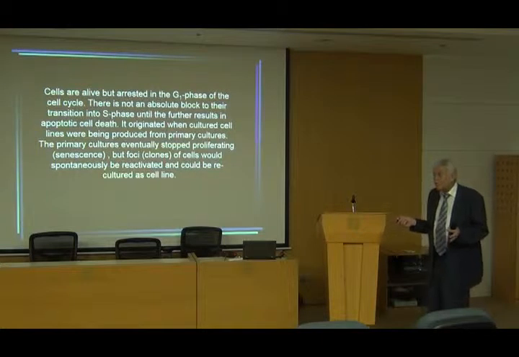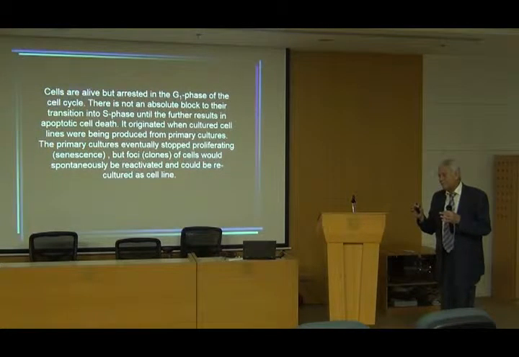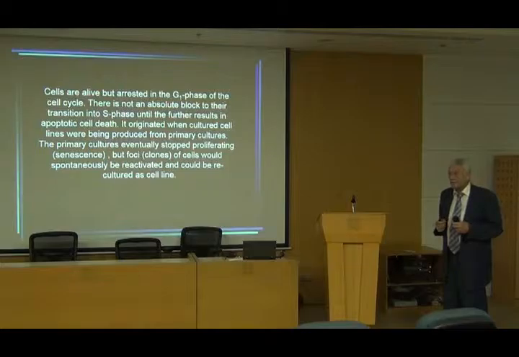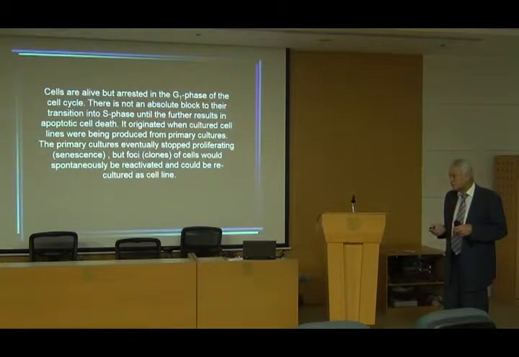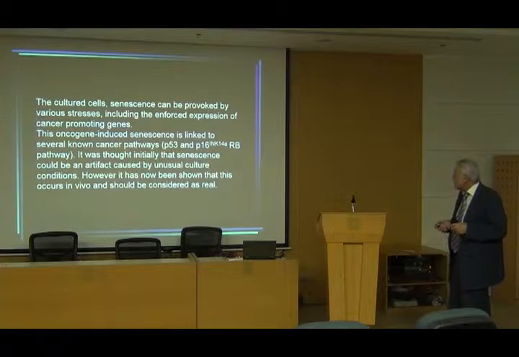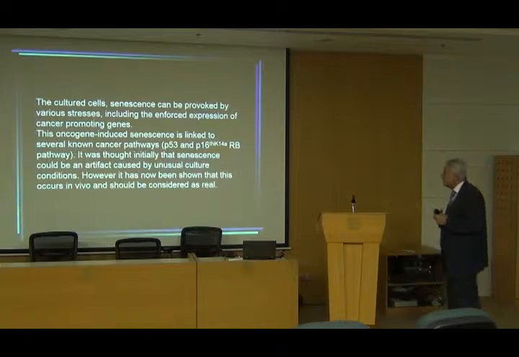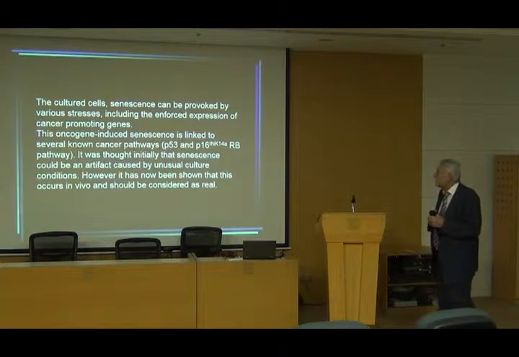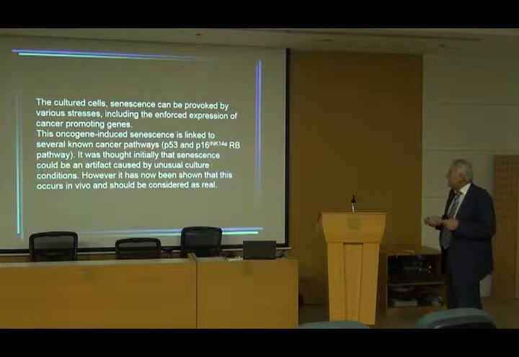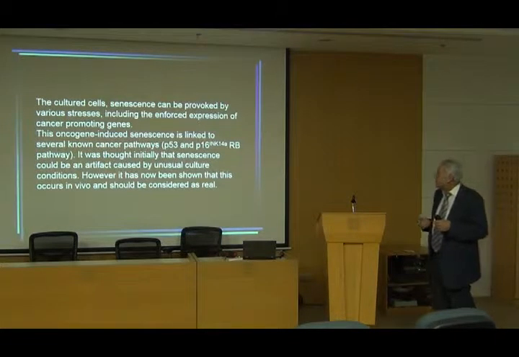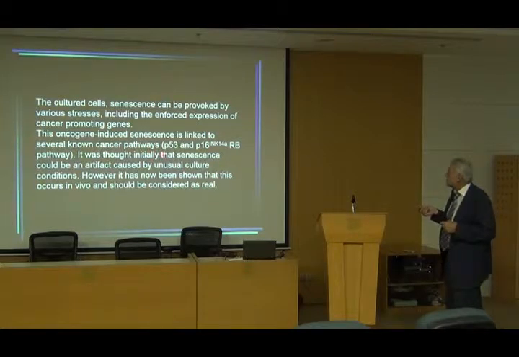Most are dying. Only a few clones are living, and you can make a cell line from this primary culture. Cultured cell senescence can be provoked by various stresses, including the enforced expression of cancer-promoting genes. This oncogene-induced senescence is linked to several known cancer pathways such as p53, p16, and also the RB pathway.